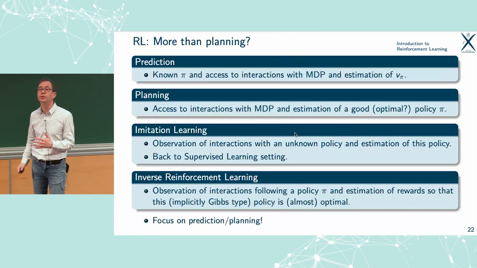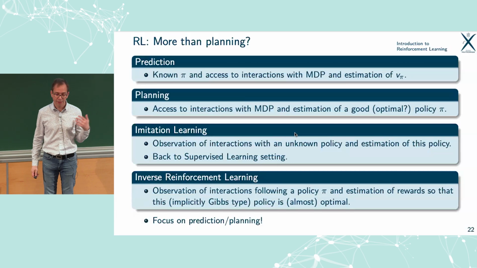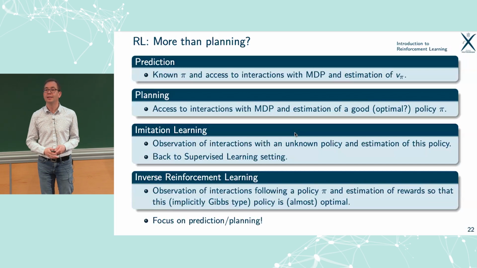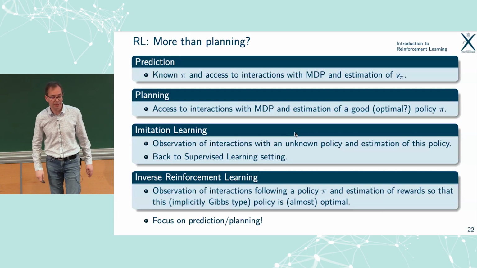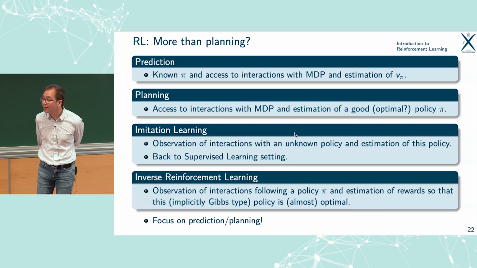But still you have the same question. Can I know whether I'm doing good or not? Can I do better? And then you have other questions. Can I imitate what I see? Can I guess what the reward is given what I see, and so on? So a huge field of questions within this specific problem. So here, because we're running short of time, I'm going to focus on the prediction and planning point.